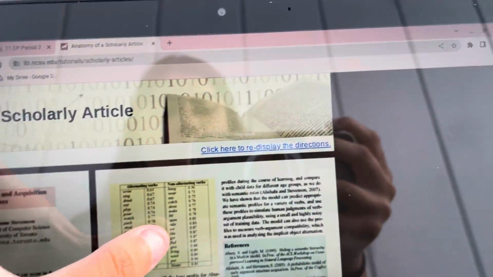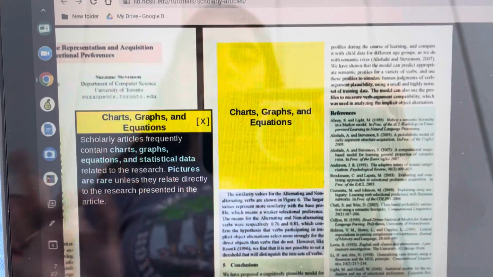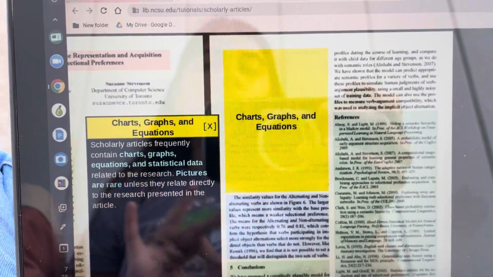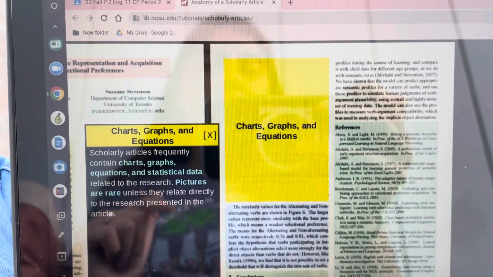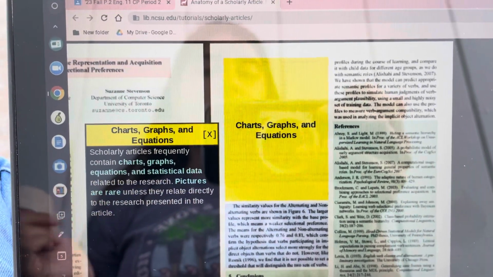Next would be charts, graphs, and equations. Scholarly articles frequently contain charts, graphs, equations, and statistical data related to their research. Pictures are rare unless they relate directly to the research presented in the article.